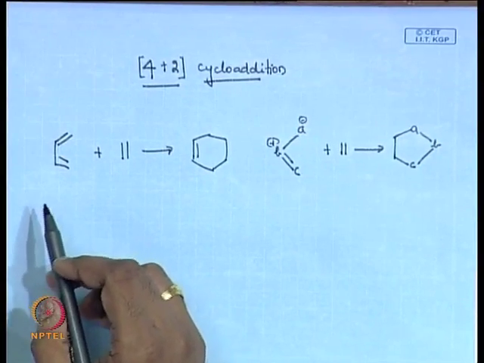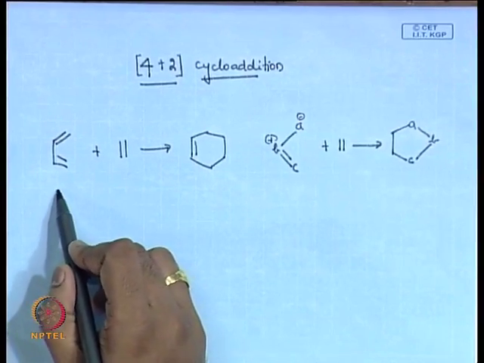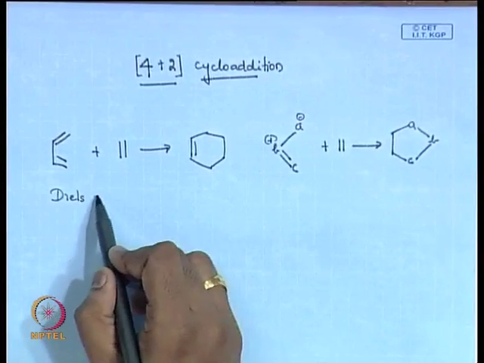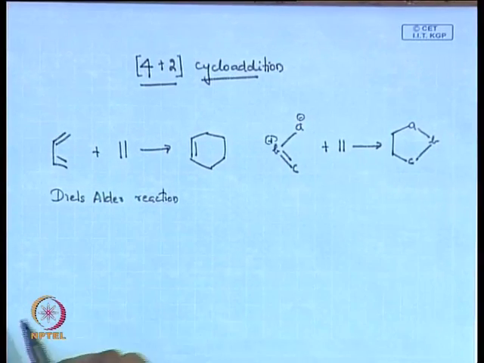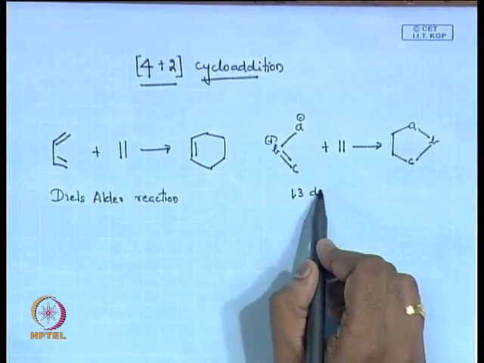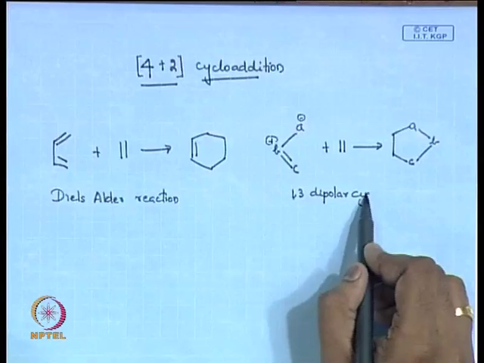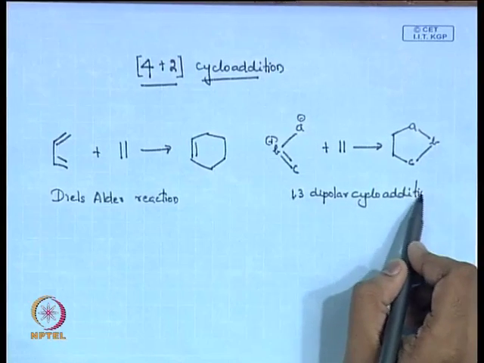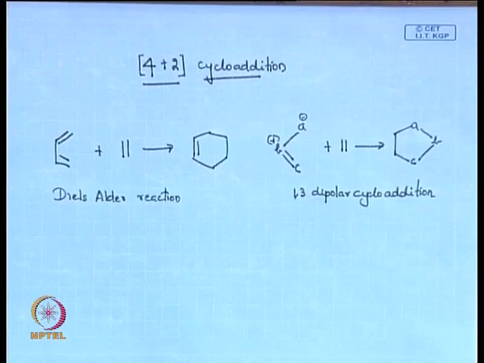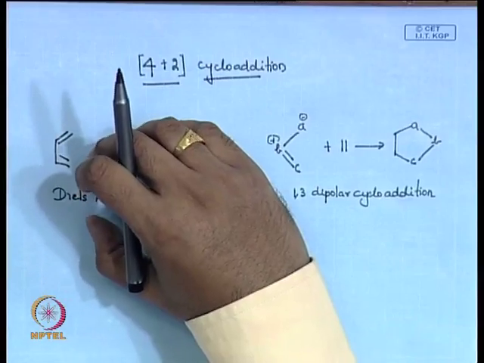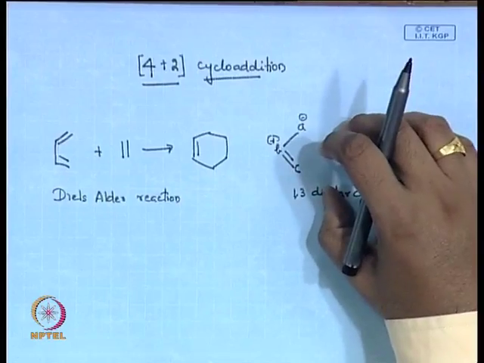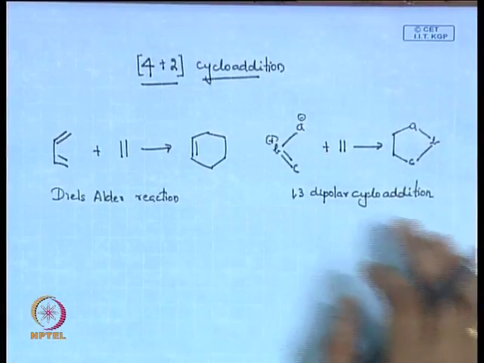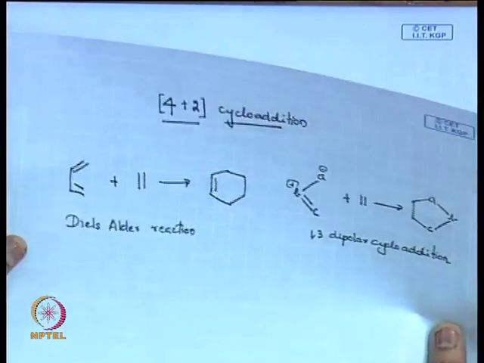And you can name this reaction as Diels-Alder reaction, which we know. Another is 1,3 dipolar cycloaddition. So these are the two reactions we are going to discuss under 4+2 cycloaddition. Initially we will take the Diels-Alder reaction and try to understand it in detail. Once we finish Diels-Alder, then we will go for 1,3 dipolar cycloaddition. So we will start with the Diels-Alder reaction.